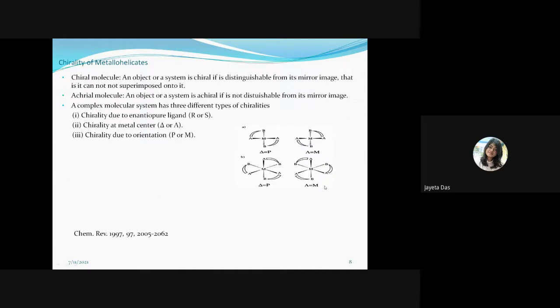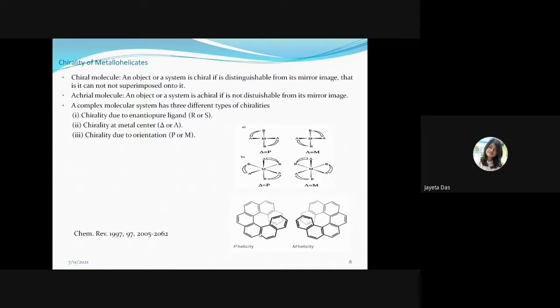So, this is an example of delta-lambda type of chirality. Here you can see one metal center, and if the ligands are oriented in a clockwise fashion, then that is called delta type of chirality. And if, surrounding the metal atom, the ligands are rotated in an anti-clockwise fashion, then that is called lambda type of chiral molecule. Then comes P helicity and M helicity.